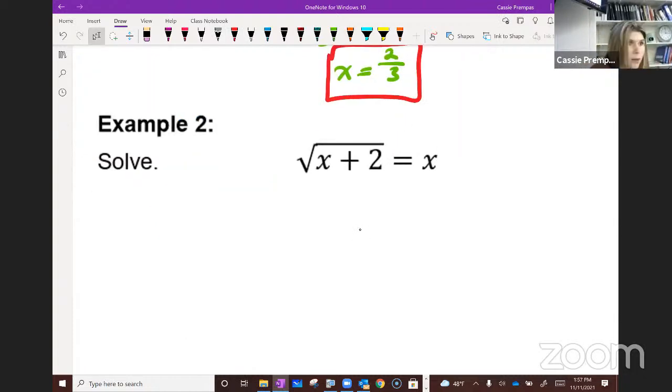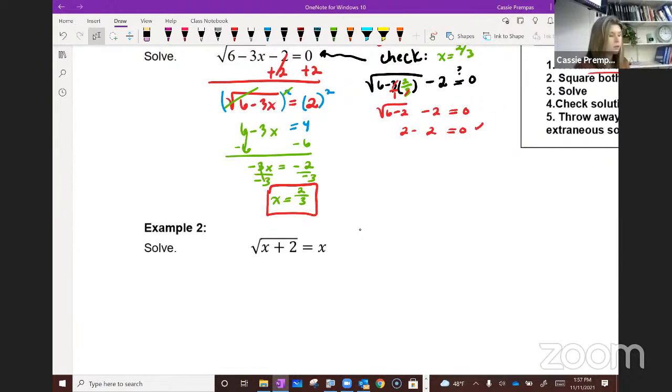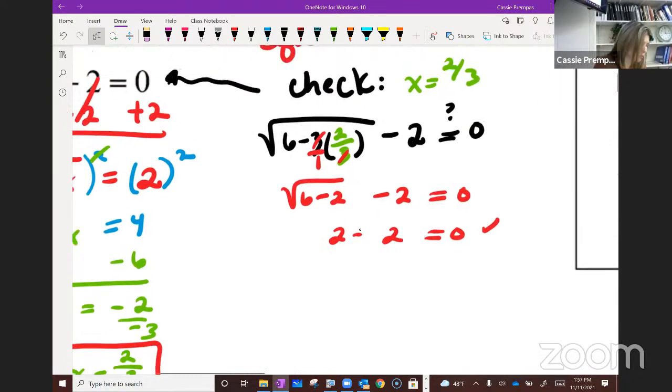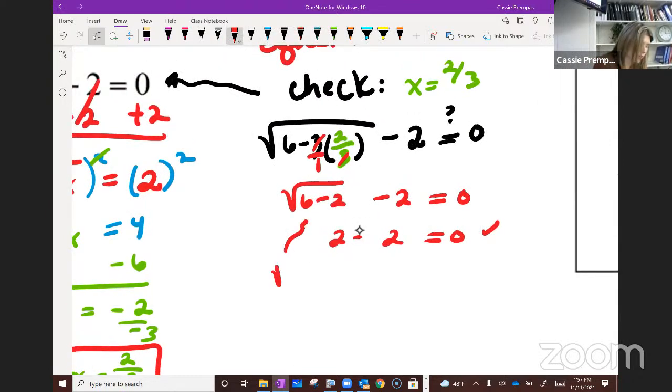We have a question. How did it go from 6 minus 2? What is 6 minus 2? 4. And then what's the square root of 4? Oh, we keep that. You've got to keep it because it's still part of the original equation. Okay.